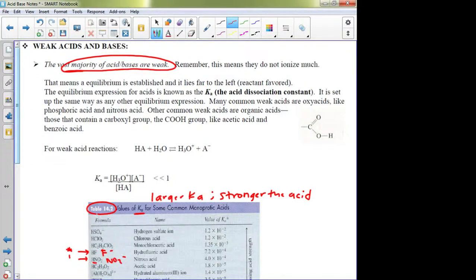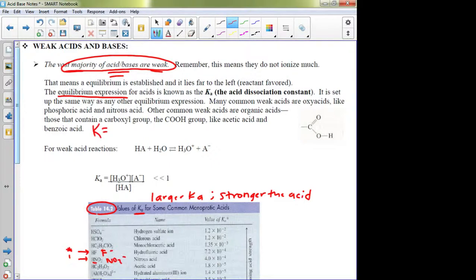So everything else is considered to be a weak base. So almost everything, as far as acids and bases are concerned, is considered weak. Most of the stuff we do is going to involve weak bases and weak acids. So let's talk about writing equilibrium expressions. Please don't let this throw you. We already know how to write an equilibrium expression.